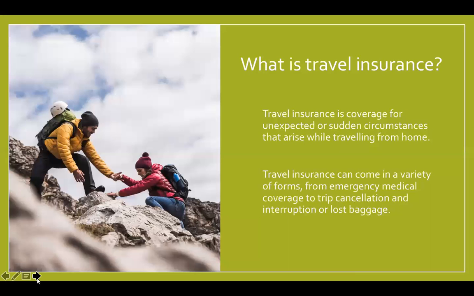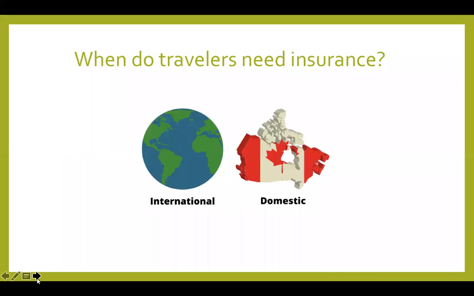So what is travel insurance? Travel insurance is coverage for the unexpected or sudden circumstances that can arise when traveling from home. This comes in a variety of forms, for emergency medical coverage or trip cancellation or interruption, or even for lost baggage. So when do travelers need insurance? Travel insurance can cover travelers both for international journeys as well as domestic. What a lot of people don't realize is that your government health coverage may not necessarily cover you in the same way in provinces or territories outside of your home province as they would when you are at home. So you may still need travel insurance while you're traveling within your home country.